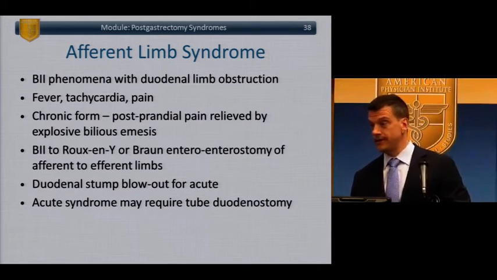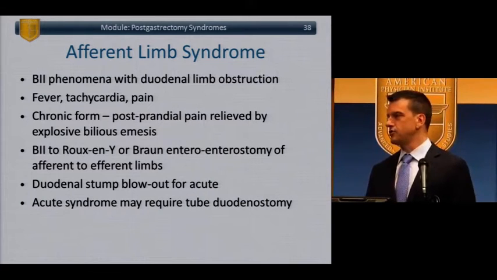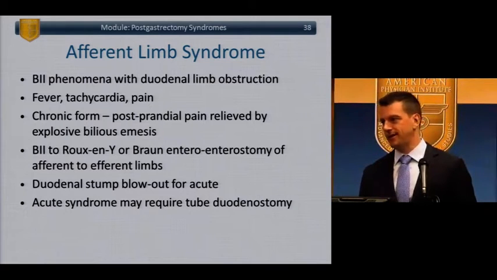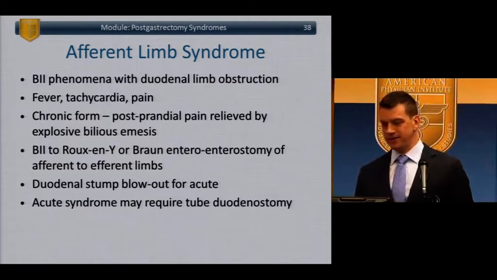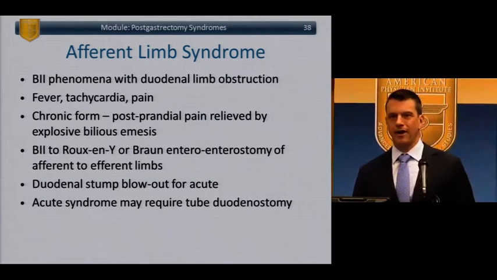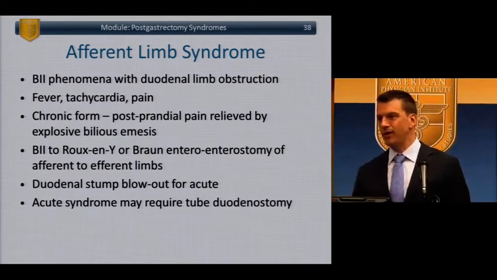Afferent limb syndrome, as was mentioned in the question, is a Billroth 2 phenomenon with duodenal limb obstruction. Basically, that limb draining the duodenum and pancreas gets obstructed. It gets fuller and fuller, and finally you have that explosive emesis that relieves the pain until it occurs the next time. In this, you can convert a Billroth 2 into a Roux-en-Y procedure, or there's an older procedure, you may remember the Braun enterostomy, where a new anastomosis is created between the afferent and efferent limbs so that you avoid that obstruction at the gastric anastomosis.